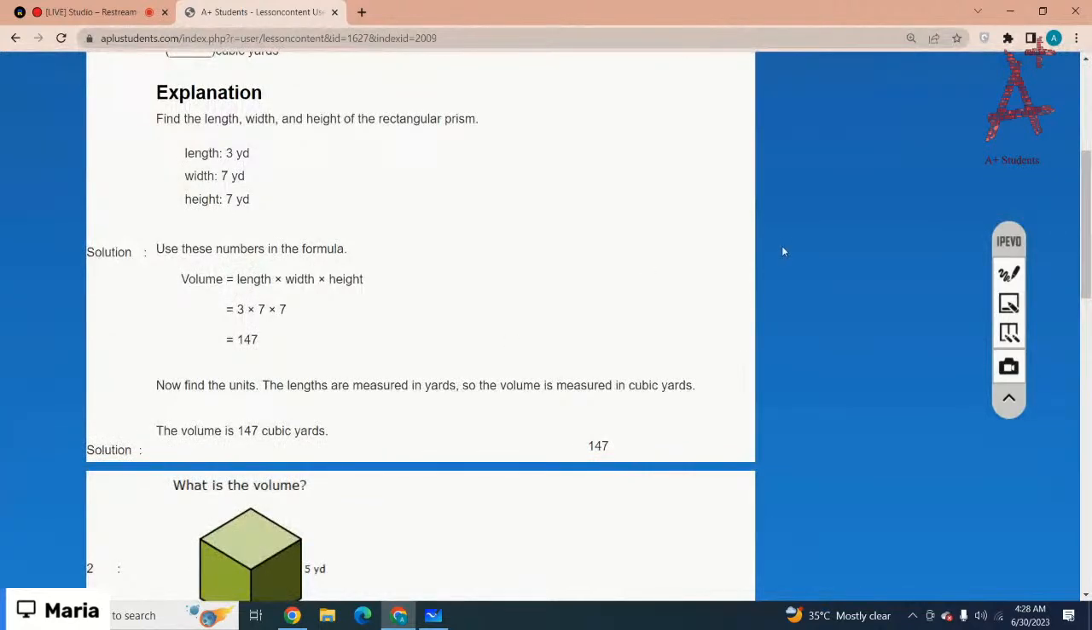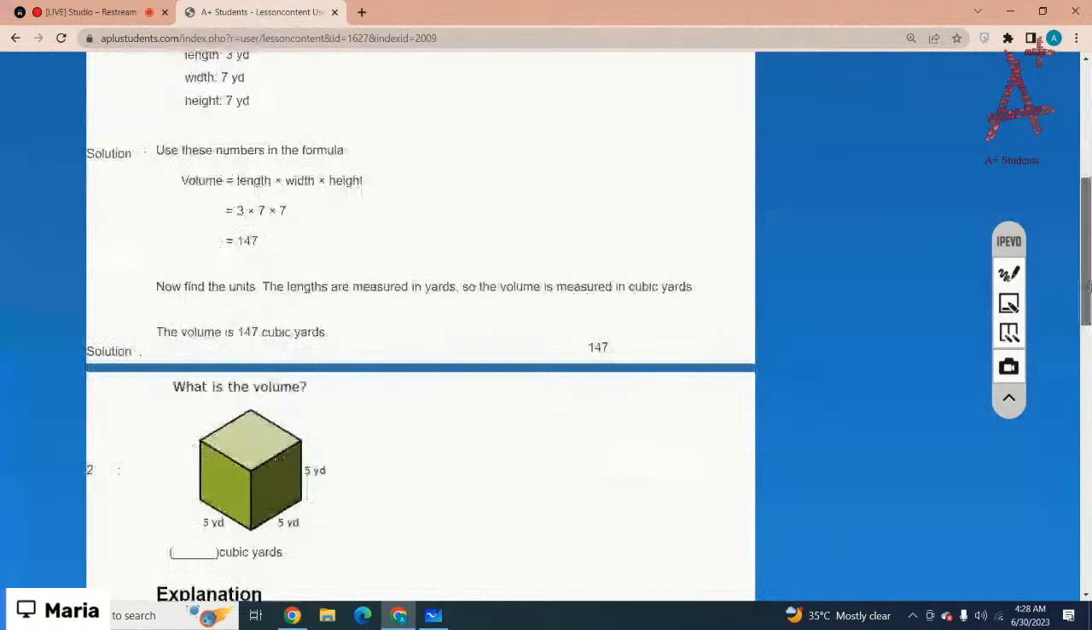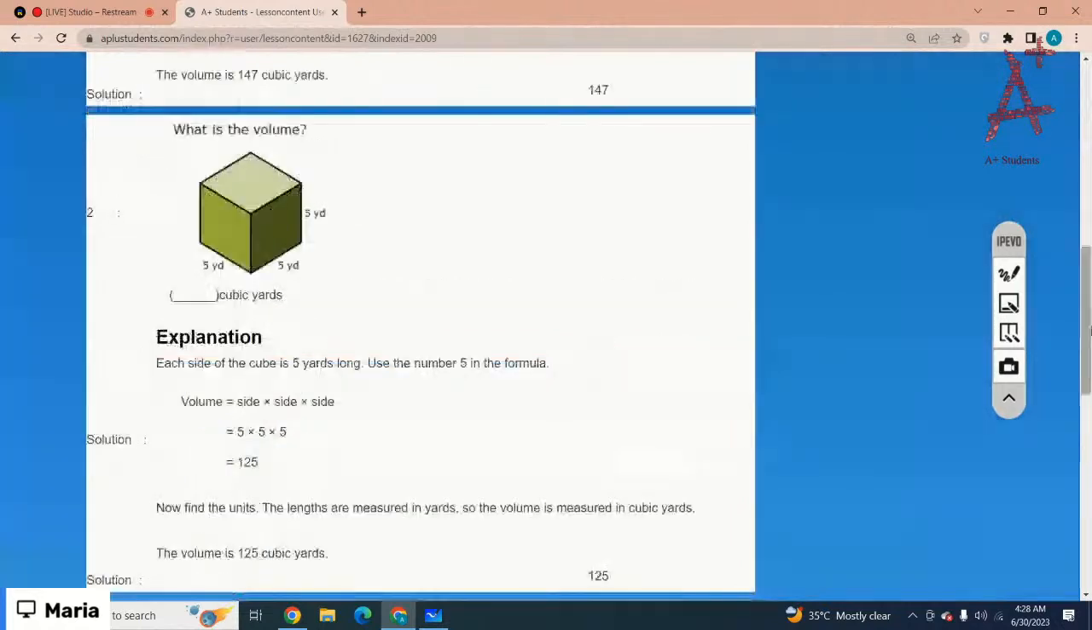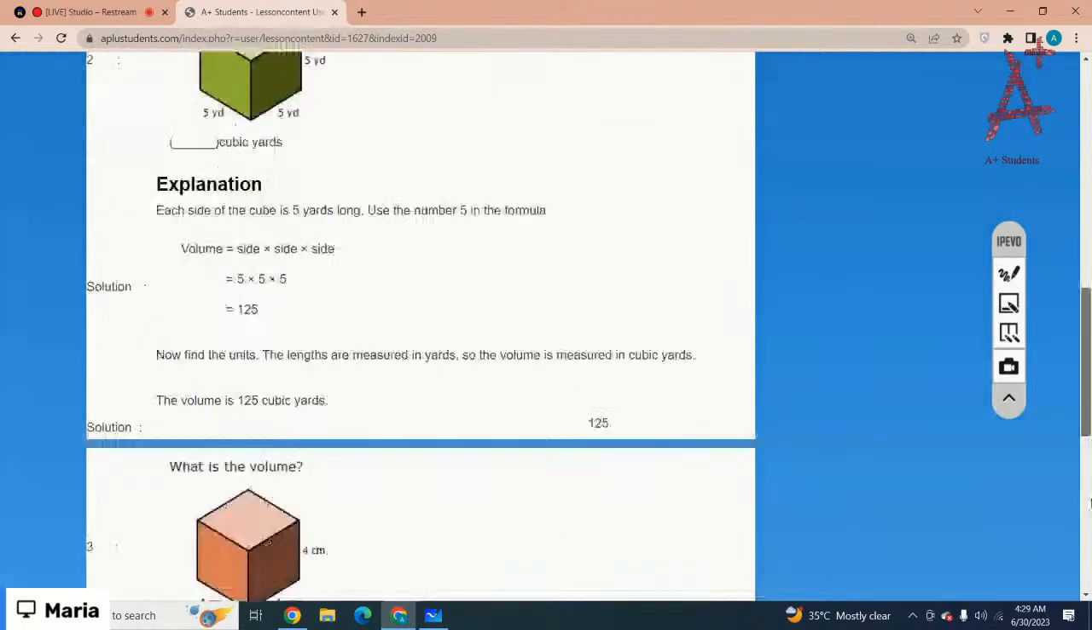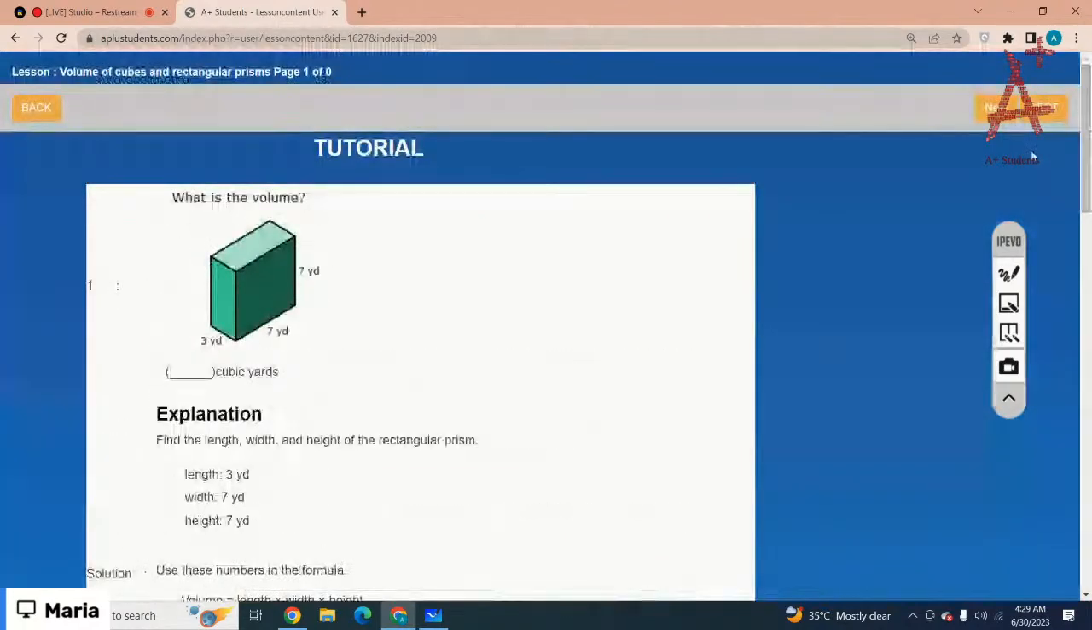Okay, the next one is what is the volume? You are given a cube, and you have to calculate the volume of the cube. For the cube, it would be side times side times side. So it is side times side times side. So it would be 125. Let's just start with the practice questions.